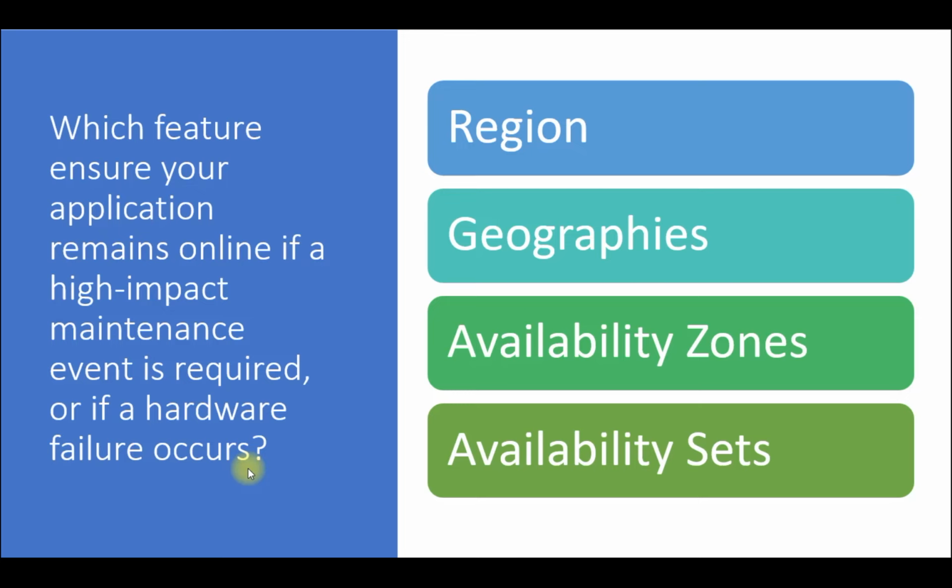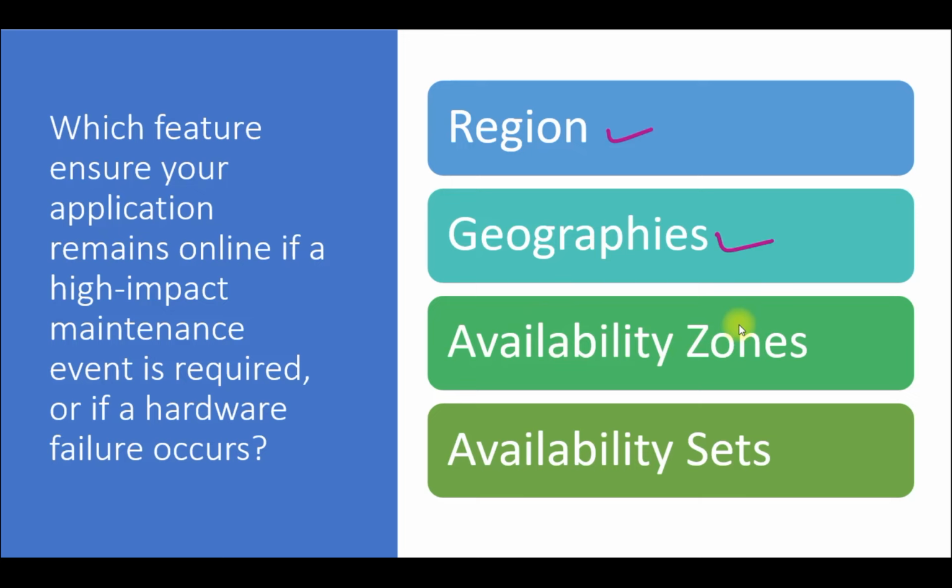To understand this question, we need to understand what exactly these four features are. A region is a geographical area on the planet that contains at least one, or we can say multiple, data centers within the region. Next, we have geographies. Geographies contain two or more regions that preserve data residency and the compliance boundary.